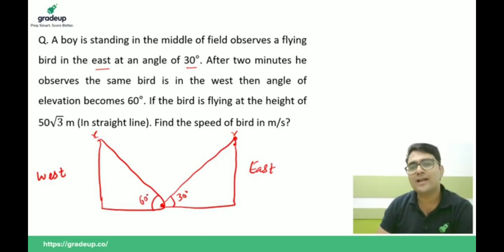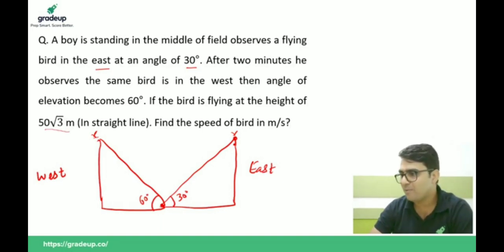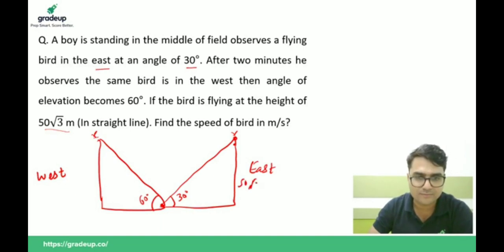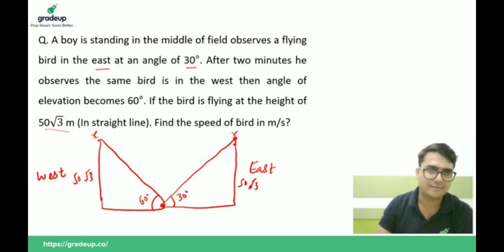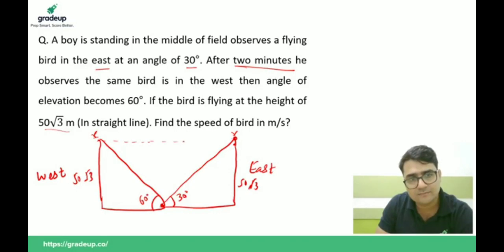If the bird is flying at a height of 50√3 meters in a straight line, find the speed of the bird in meters per second. The bird takes 2 minutes from here to here, so we have time 120 seconds, that is 2 minutes.